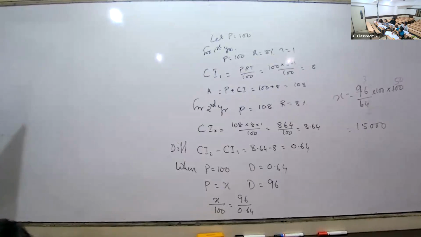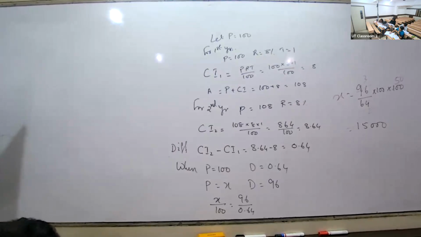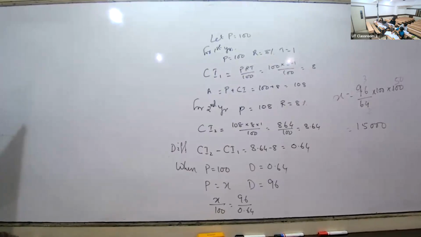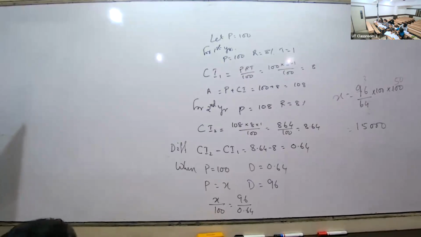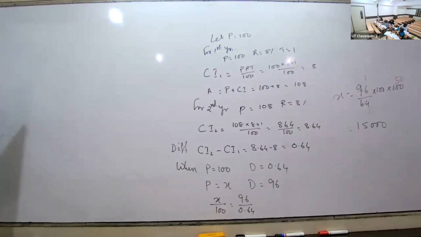For second year, P is equal to 52,800, R is 10%. CI2 is 52,800 into 10 into 1 by 100. How much? 5,280. That is CI2. And the amount is equal to 52,800 plus 5,280. Add.